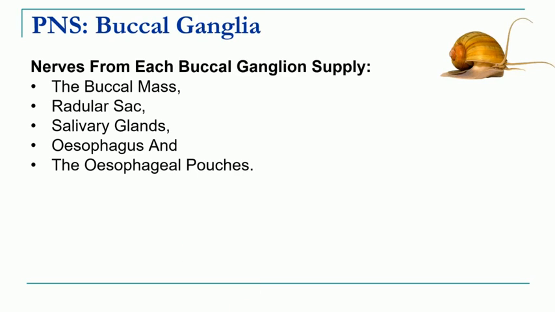Now we come to the buccal ganglion. This buccal ganglion is the second type of ganglion, which supplies nerves to the buccal region. That includes the buccal mass, radular sac, salivary glands, esophagus and the esophageal pouches, which are also one of the glands. So the buccal ganglion supplies nerves to the different parts in the buccal region.